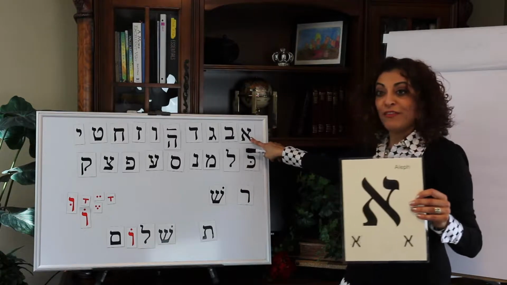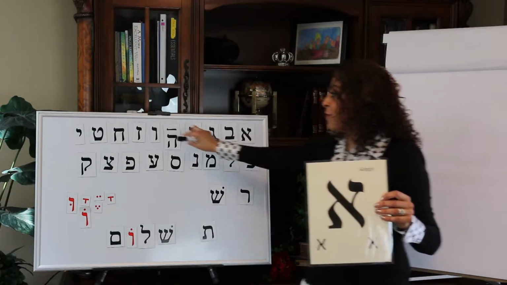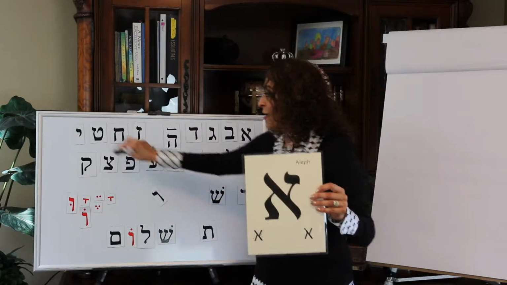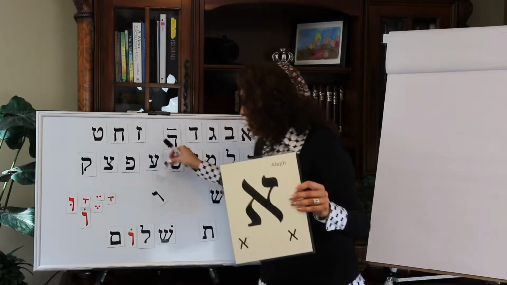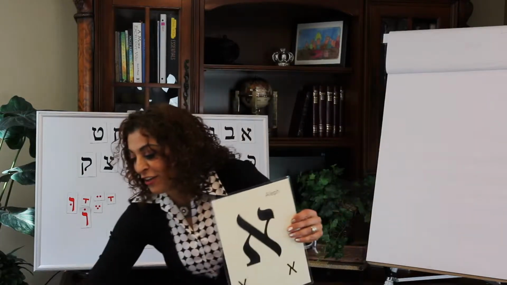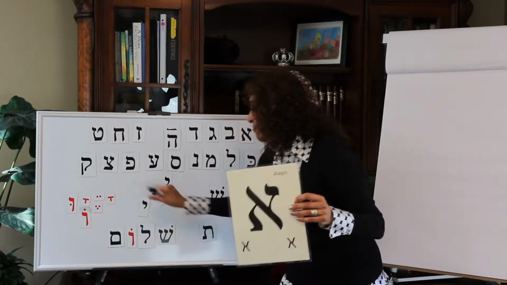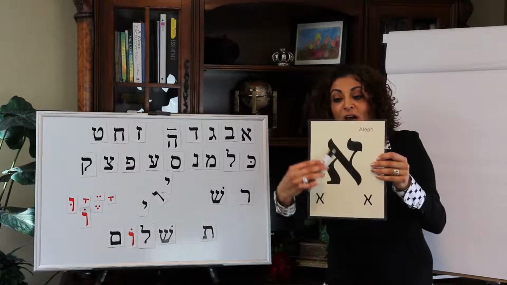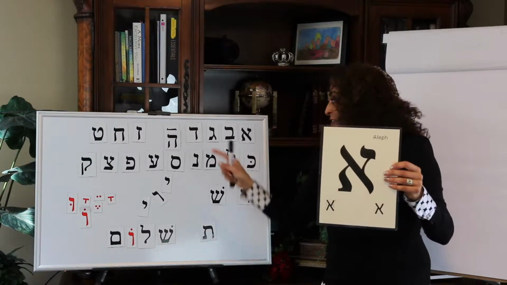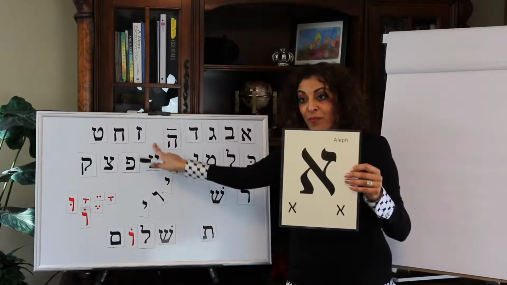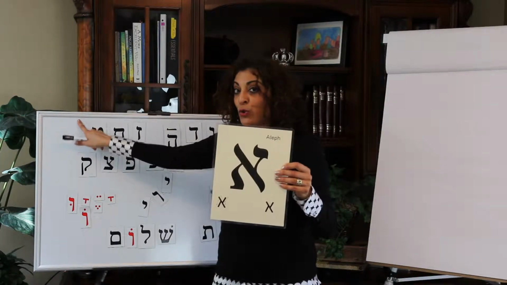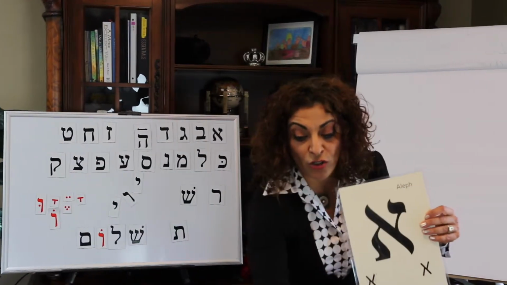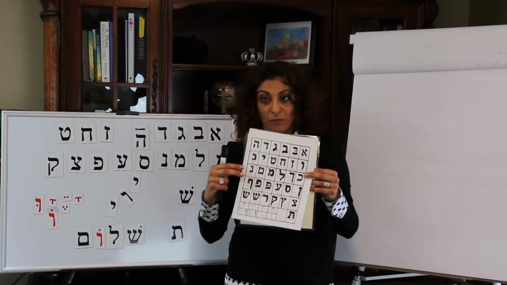So Aleph is actually built from a Vav that is slanted, from a Yud that is like this, and another Yud that is like this. And Aleph is actually Vav, which is the 6th letter, and 2 Yuds, which are, if you look at your chart, and you can look at this chart, by the way, to see the numerical, it's all good.